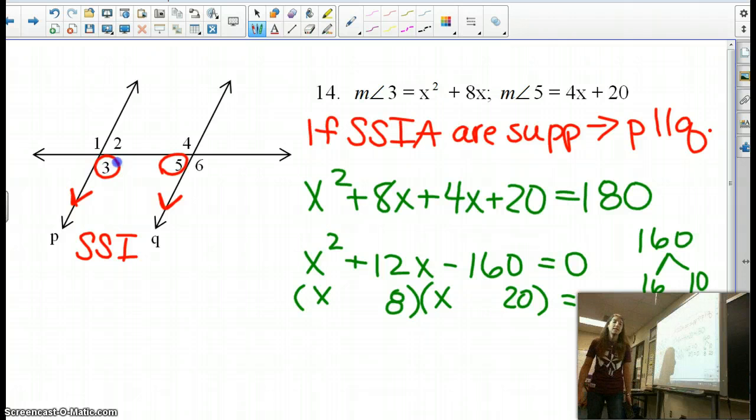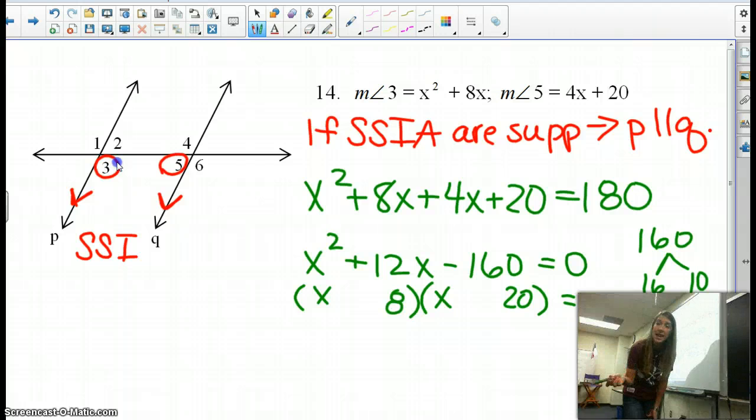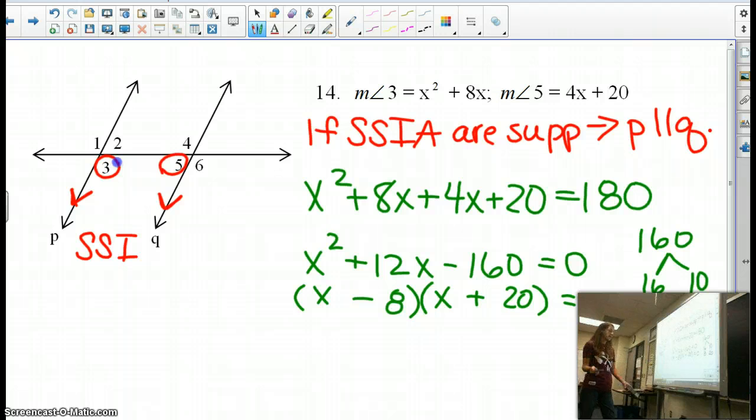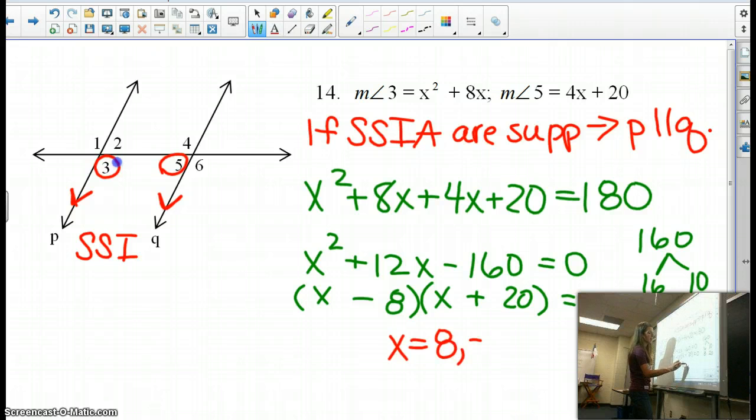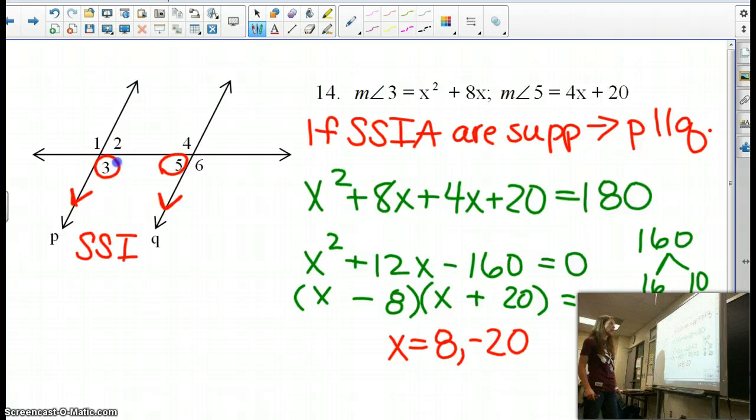Now, I want to make a positive 12, so this is where you think to yourself, do you want it to be 20 minus 8 or 8 minus 20? We want it to be positive, so let's make that bigger number positive, 20 minus 8. All right, you set them both equal to 0. When you set them both equal to 0, you get x is 8 and x is negative 20. Or you can write them in ascending order if you want.